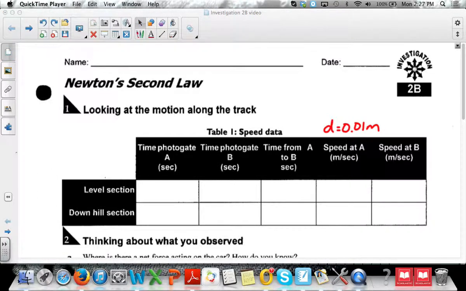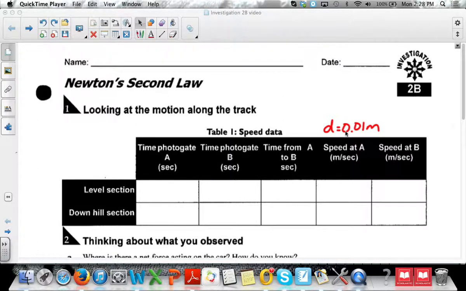Alright, so I want to help you with our worksheet for today. I'm looking at this first section on the setup. That was another video, so I'm helping you calculate the speed here. Remember that the distance is that little flag on the car, and the flag was 1 centimeter, and we need it in meters, so that's 0.01 meters. Use that for your distance when you're calculating speed.